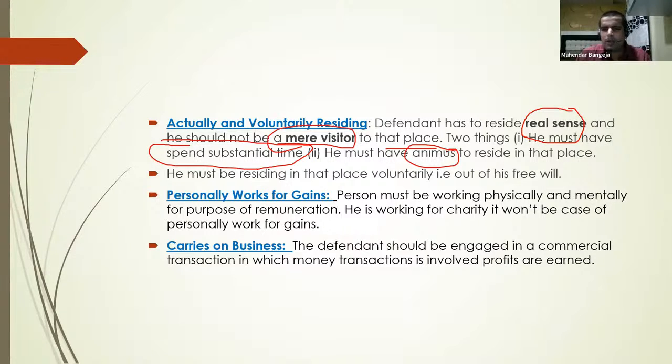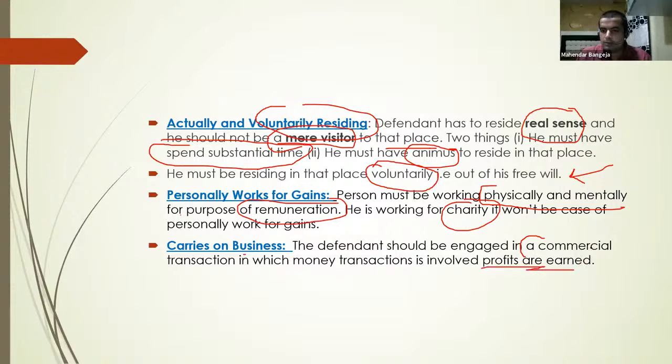And the most important thing is that the person residing must be voluntarily residing in that place, meaning that if a person is in jail, he is not voluntarily there. So that won't come under actually and voluntarily residing. And personally works for gain: a person must be physically and mentally working for the purpose of remuneration. If he is working for charity, then he is not personally working for gain. And carries on business: he must be engaged in a commercial transaction, which involves profit.